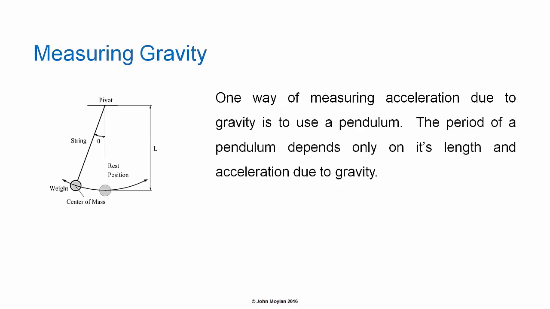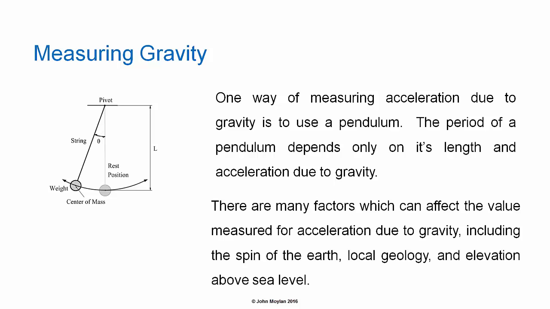One way to measure the value of acceleration due to gravity at your location is to use a pendulum. The period of a pendulum depends only on its length and on acceleration due to gravity. There are many factors which can affect the value measured for acceleration due to gravity at your location. These include the spin of the Earth, local geology, and elevation above sea level.